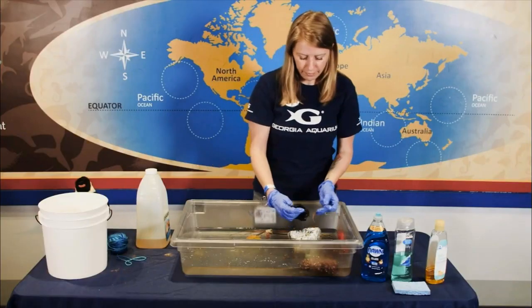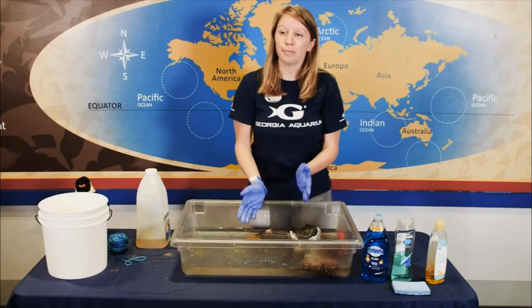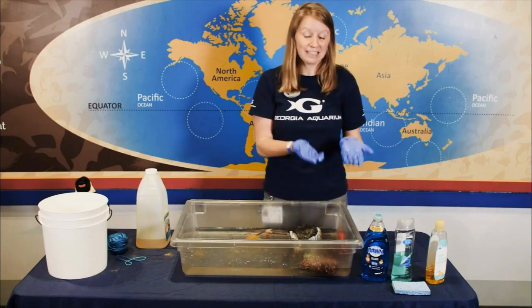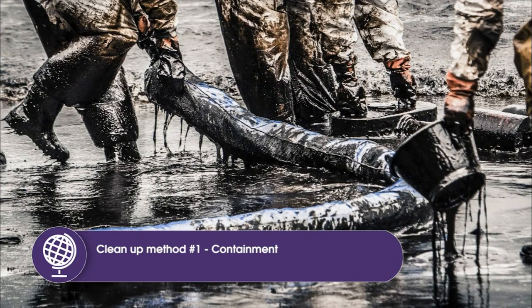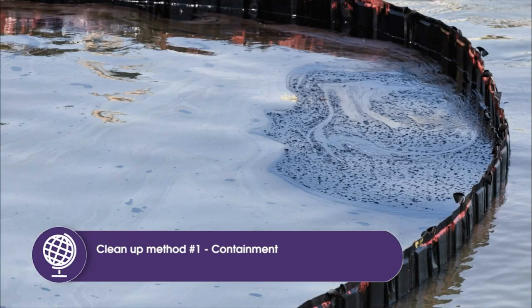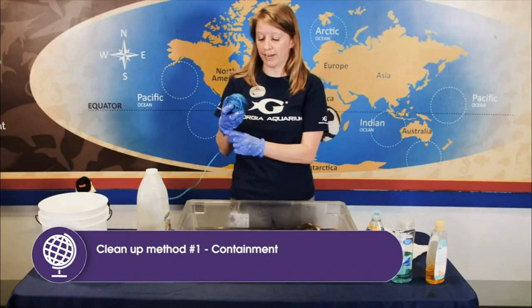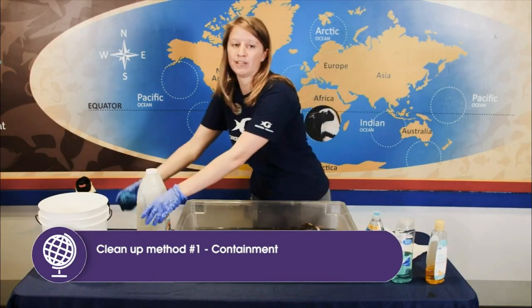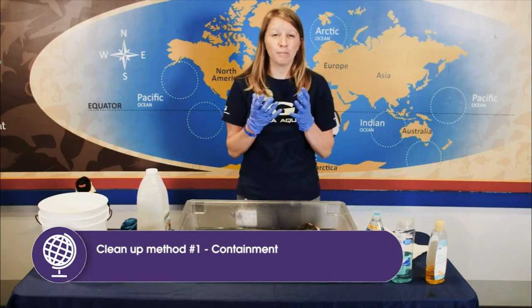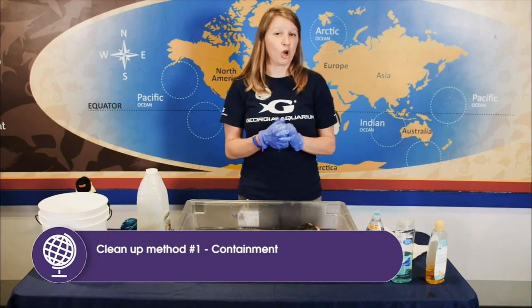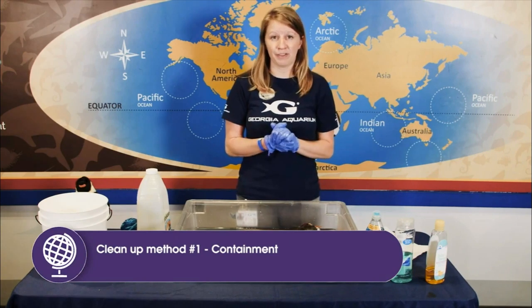Now the next part of our activity is we're actually going to move to the cleaning and the cleanup side of the activity. Now, in the real world, there's 3 different types of methods used to clean up oil. The first one is containment. So maybe this string, right? We're going to try to block the oil from hitting the coastline. They use floating barriers called booms that actually absorb oil. This doesn't always work perfectly, but it is a type of method they try.